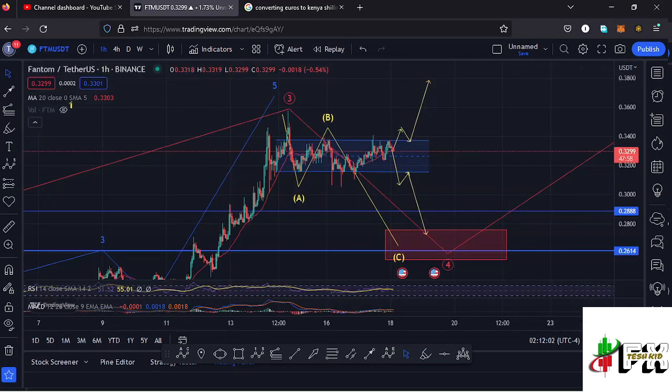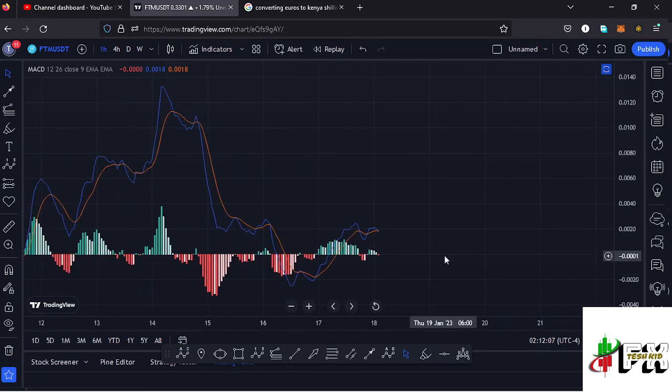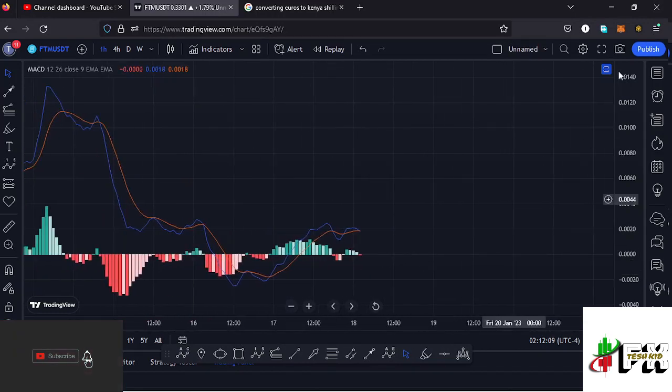Also taking a look at the MACD, on the MACD we have printed a bearish cross, but we are yet to see an increase in the selling momentum, so let's be patient and see how that plays out.